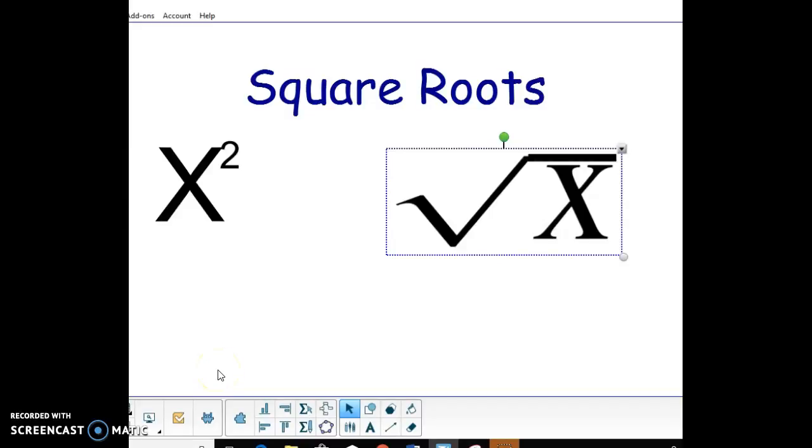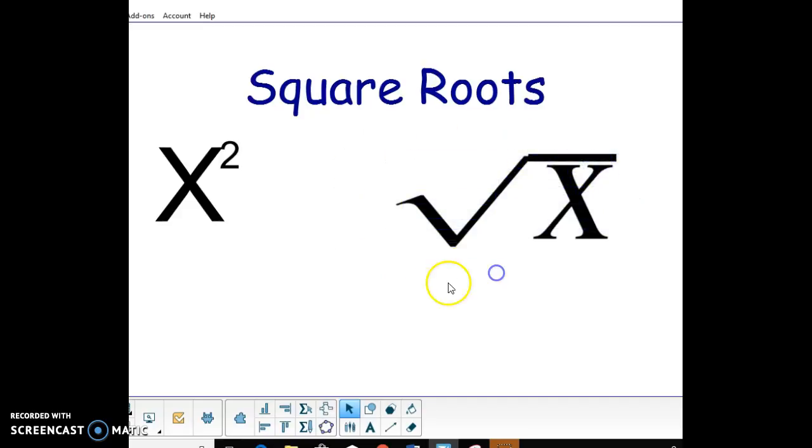In mathematics, the square root operation is the opposite of squaring a number. To square a number, you multiply that number by itself. To find the square root of any number, you need to find the number that, when multiplied by itself, equals the original number. The symbol for a square root looks like this.